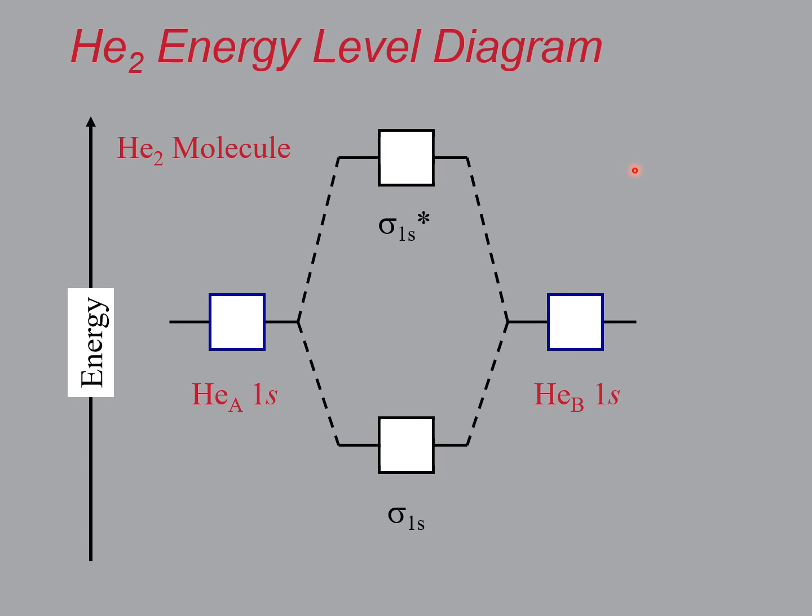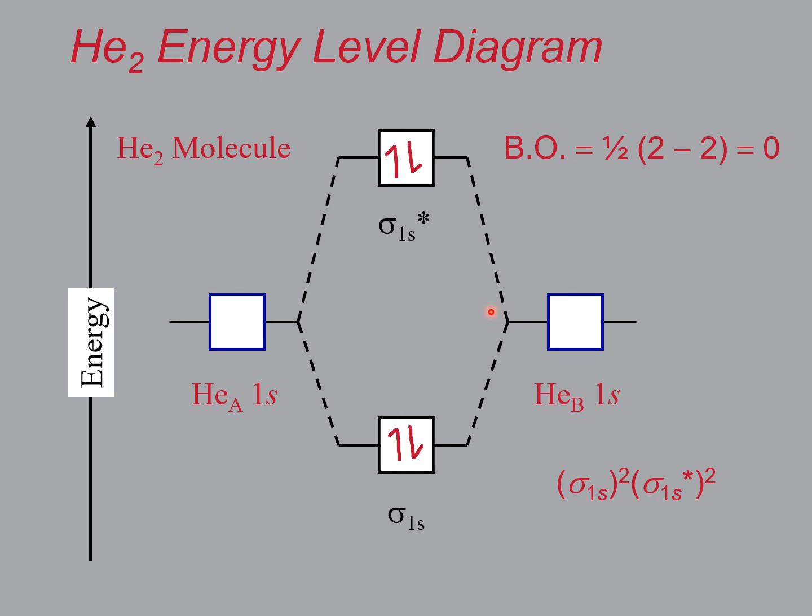Now let's consider He2. Now how many electrons does this guy have, or how many valence electrons? So 4, and they're all valence electrons. So we put 2 in the lowest, or the bonding state. The remaining 2 go in the anti-bonding state. So the electron configuration for He2 would be sigma 1s2, sigma star 1s2. Now the bond order: we have 2 bonding electrons, we have 2 anti-bonding electrons, and this gives us a bond order of 0.